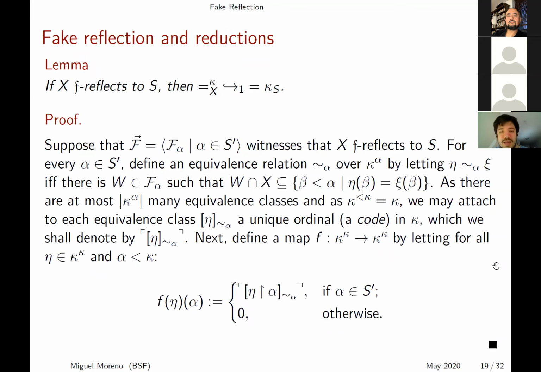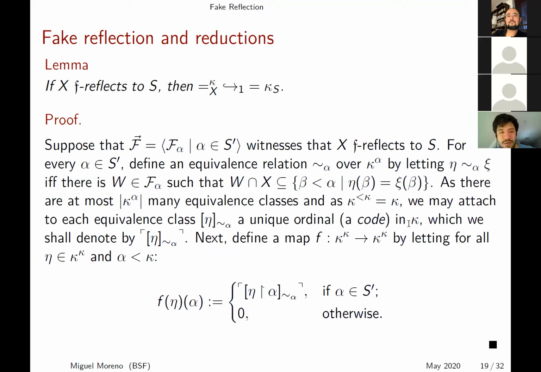So you can say that F goes from the Baire space into the Baire space by saying that for all eta in kappa to the kappa and alpha smaller than kappa, F eta alpha is equal to either the code of eta restricted to alpha, the equivalence class of that, if alpha belongs to S dash, or 0 otherwise. So the point here is that if eta and xi are related, then there is a club in which they coincide, the C intersected S dash.